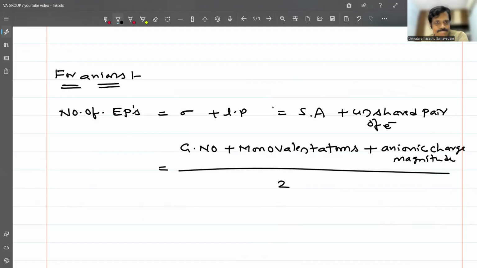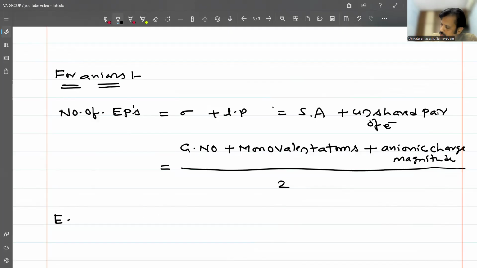Divided by 2. So your writing is not good. I have to take the Venkatraman and Co. book for writing or copywriting books. So if it is understandable, once you comment group number plus monovalent atoms plus anionic charge magnitude, I want to go and take one example.